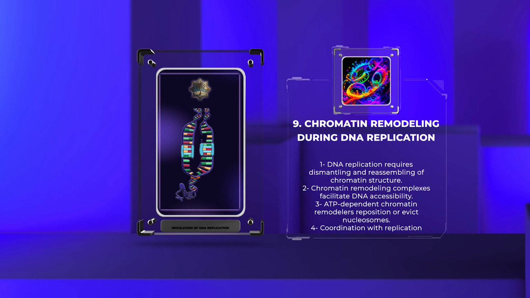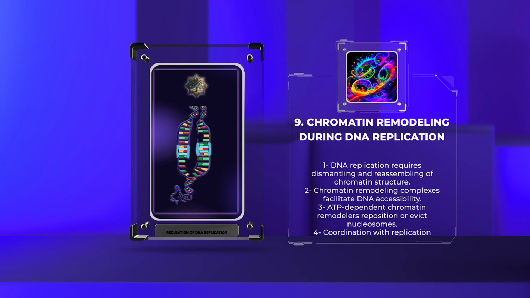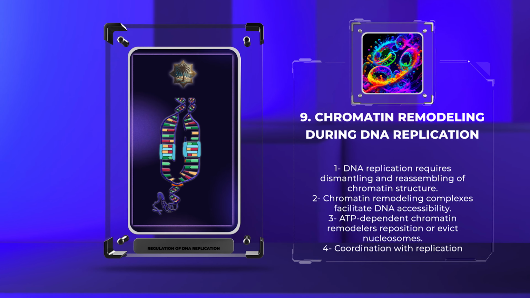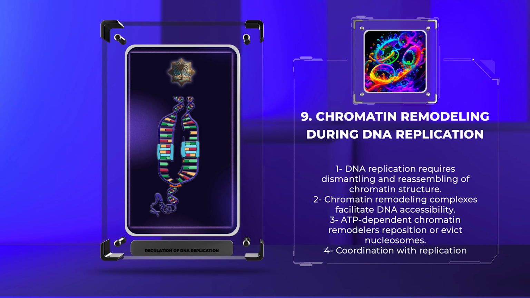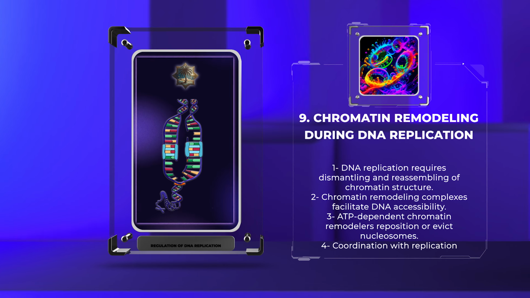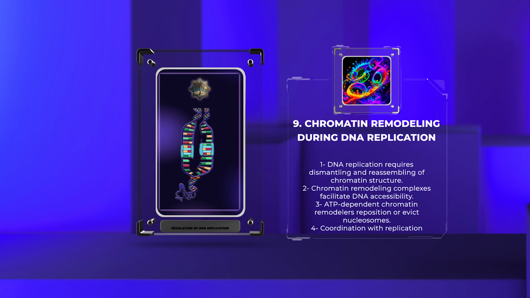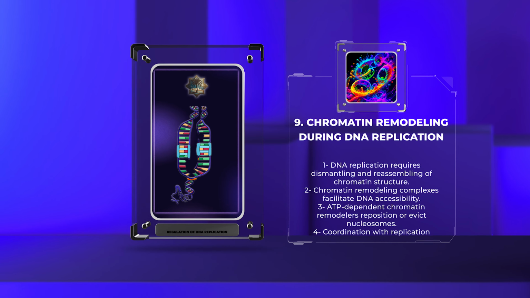These complexes use the energy of ATP hydrolysis to reposition or evict nucleosomes, thereby facilitating DNA accessibility for the replication machinery. The coordination between replication factors and chromatin remodelers guarantees the faithful duplication of genetic material even in the context of the highly regulated chromatin structure.